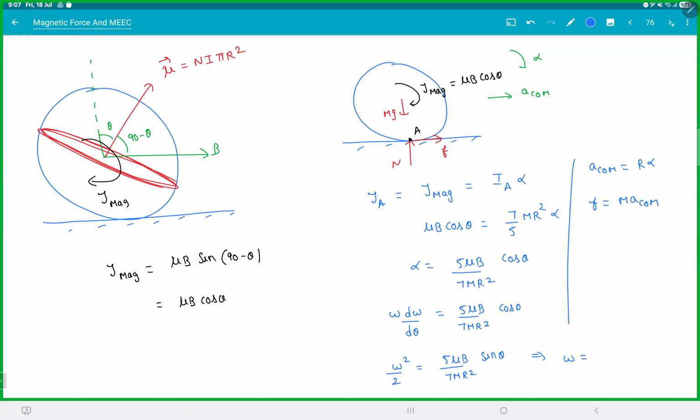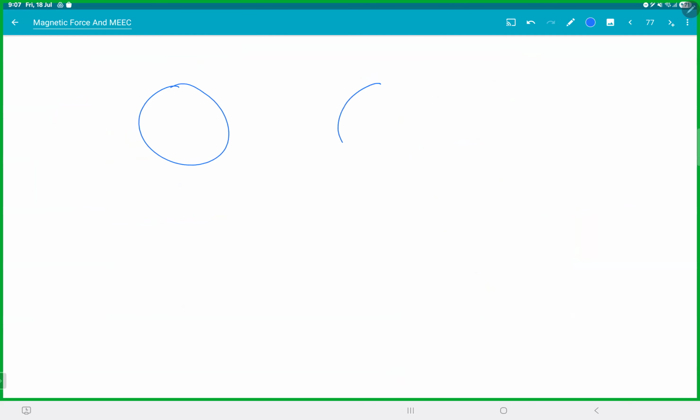But let's say if I just want to find omega, there is a much faster way. How do you think we can do? The alternate would be this. Initially, the coil is like this. Finally, the coil is like this. So this is mu, this is mu, and this is B, the angle is 90 degrees. This is B, this is theta, 90 minus theta.